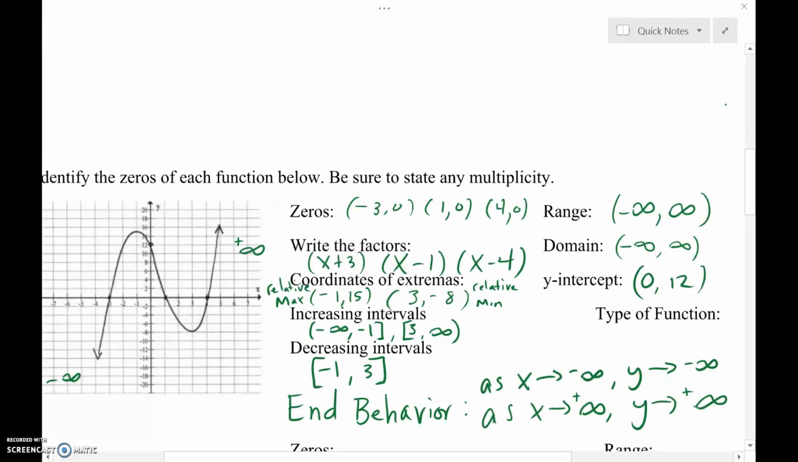So that's how we would define end behavior, is way out at the end, where's the graph heading? What's the graph doing? Way out at the ends, end behavior. Keep it simple, don't overthink it.